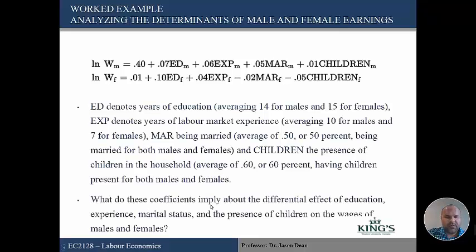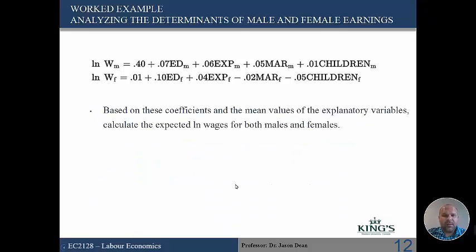Okay, so what do these coefficients imply about the differential effect of education, experience, marital status, and presence of children on the wages of males and females? So based on the coefficients and the mean values of the explanatory variables, we want to calculate the expected ln wages for both males and females.